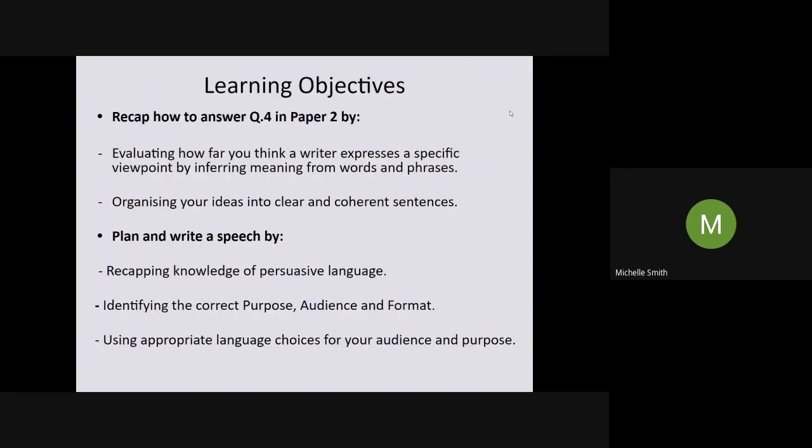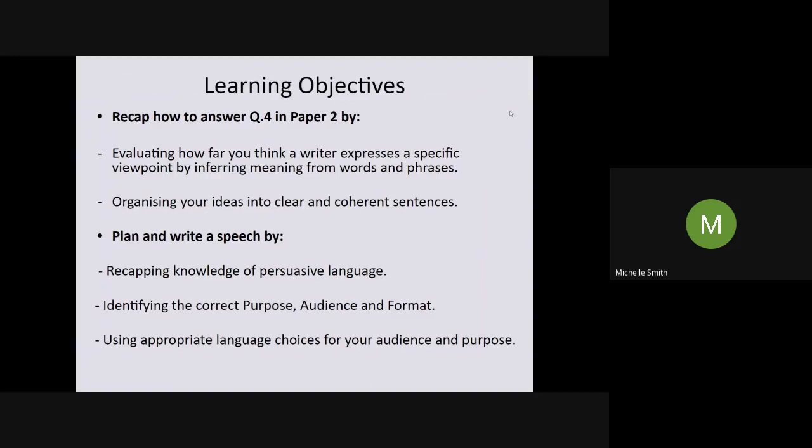Okay, so this is what we're doing today. We're going to recap how to answer question 4 in paper 2. So question 4 is the one that we did last week. And it was John Watson had a great admiration for Ayrton Senna. How far do you agree? So it was that one where we were evaluating how far we thought a writer expressed a specific viewpoint.